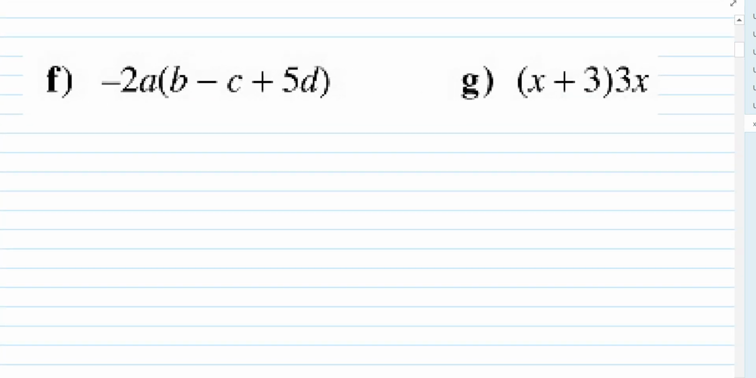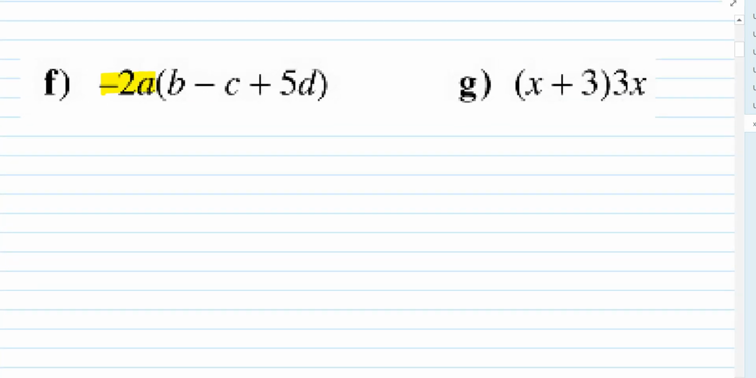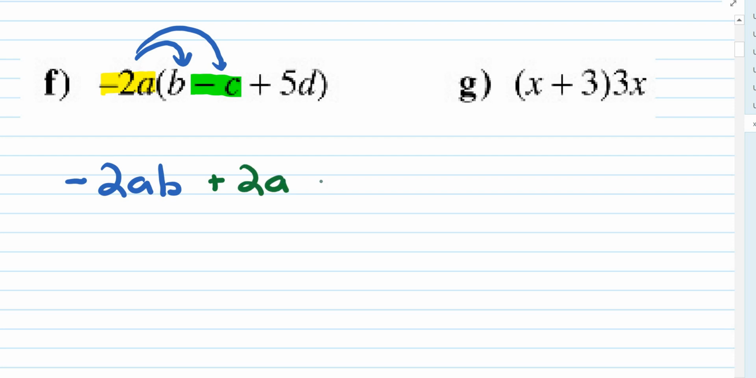For letter F here, now I have negative 2a. And if I distribute that into the bracket here, I get negative 2ab. And then if I multiply that onto the negative c, I get positive 2ac. And then finally, negative 2a times positive 5d is going to be negative 10ad. So a lot of these questions you can just complete in one step here.